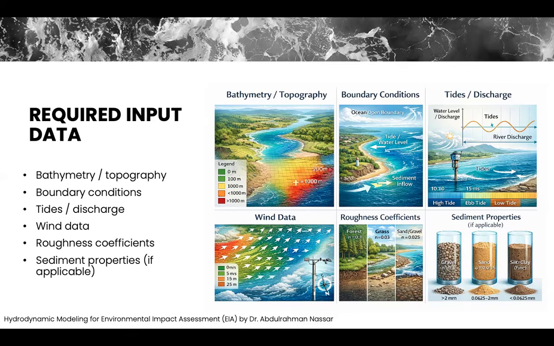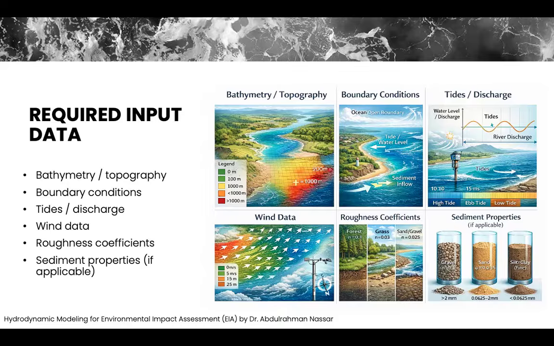Wind data is important here because it has an impact or effect on the sea surface. So the direction of the wind in the project area or in the model area is very important, as well as the speed of the wind, and if any of these wind parameters change during the year, we should consider it. Also, roughness coefficient and sediment properties are important in some cases. So these are the required inputs for data.